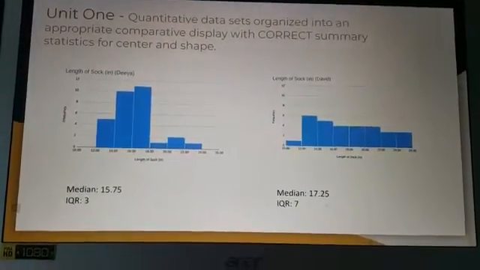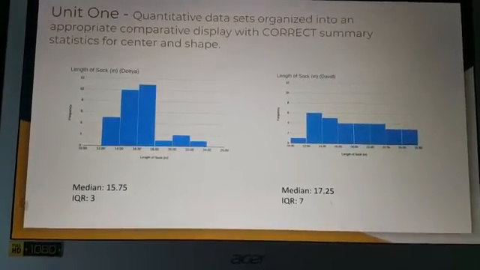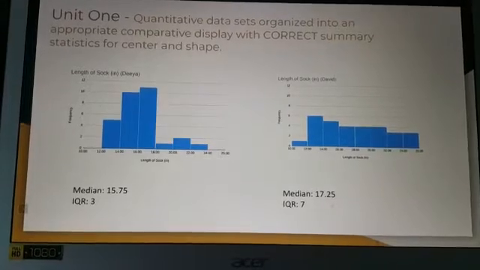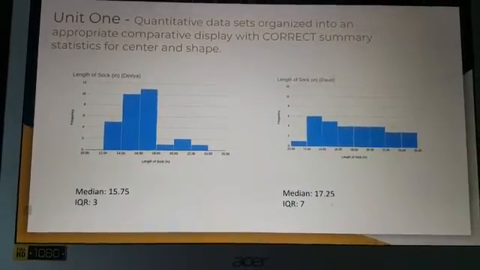In comparison, the distribution on the right is also skewed to the right, but it is less dramatically skewed. It also has a higher center because its median was 17.25, and it has a much larger spread with an IQR of 7.